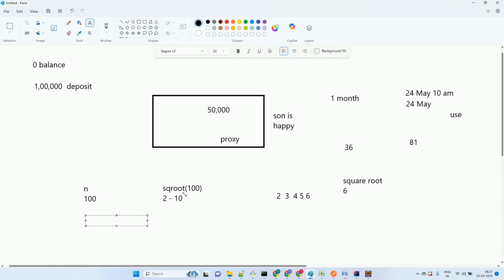Let's take 97. So if the square root of 81 is 9 and of 100 is 10, right? So where does 97 fall? 9 point something, 9.9. So let's take 9. Okay, let's convert it into an integer.